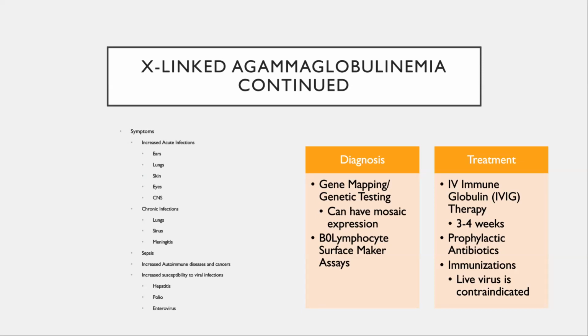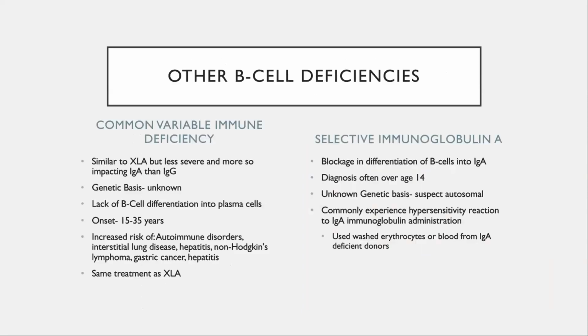Treatment for this would be immunoglobulin therapy or IVIG therapy every 3 to 4 weeks. We could provide them with prophylactic antibiotics and provide them with immunizations. One thing with these disorders is if we do provide an immunization, the live virus is contraindicated.